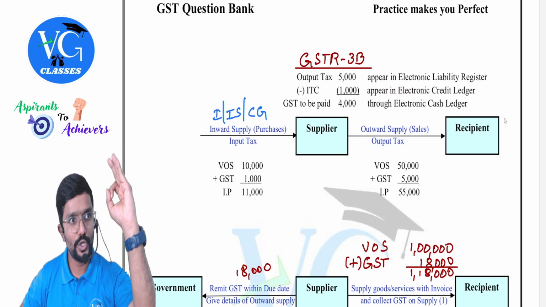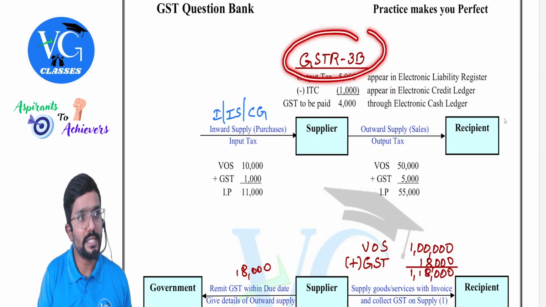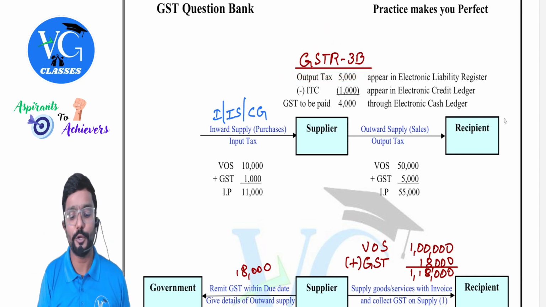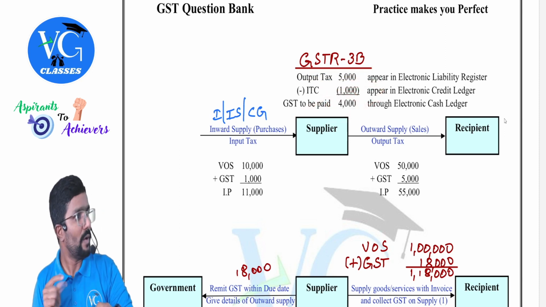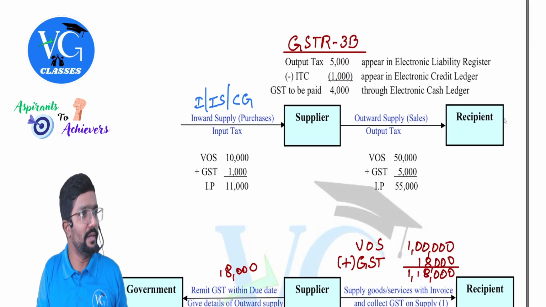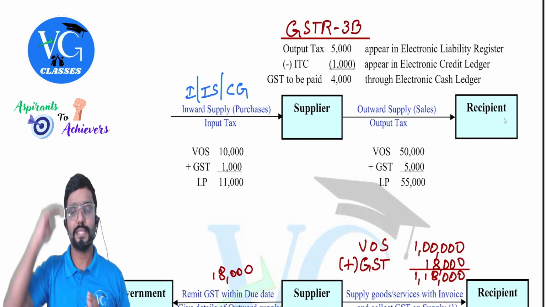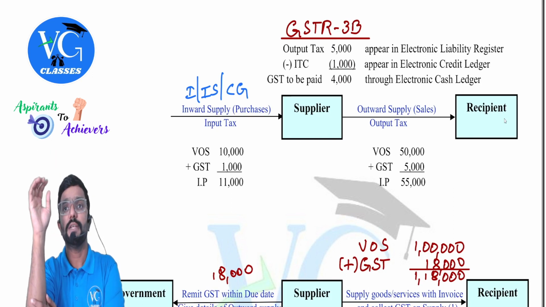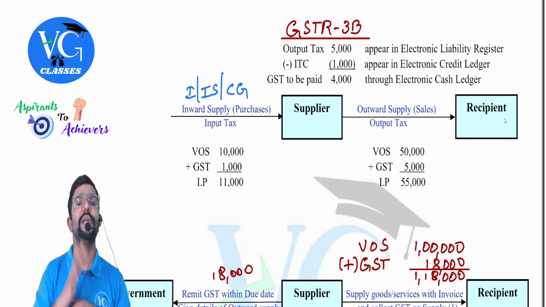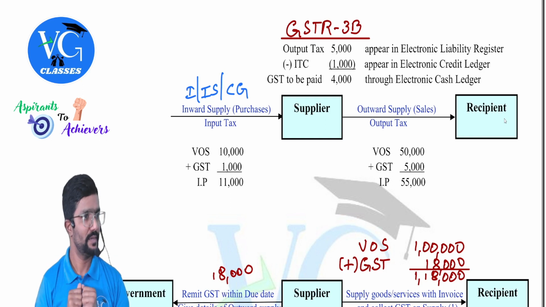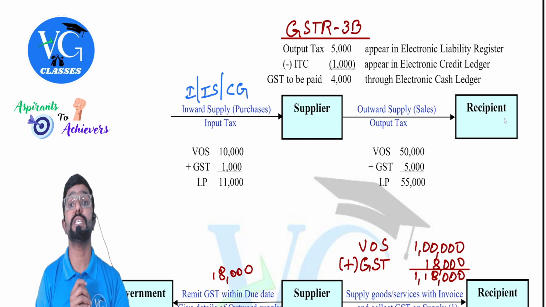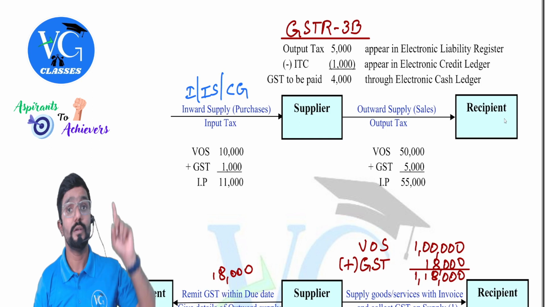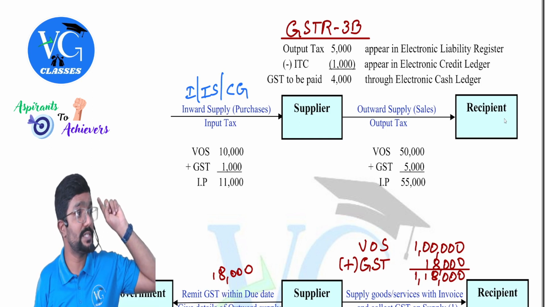One important thing to note, whatever is the due date to file GSTR 3B, that is actually the due date to pay this 4,000 also. Whatever 4,000 has to be paid in this example, right, people? By whom? By the supplier. That is output tax minus input tax credit. 4,000 he has to pay through the cash ledger. What is the due date to pay it? The due date to file GSTR 3B is the due date to pay 4,000. They are linked. The due date to file GSTR 3B is linked with the due date of payment, not the due date of GSTR 1, because the due date of GSTR 1 is different.